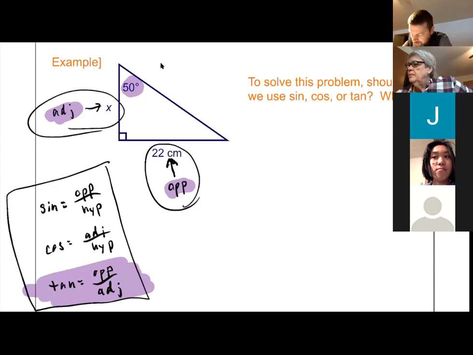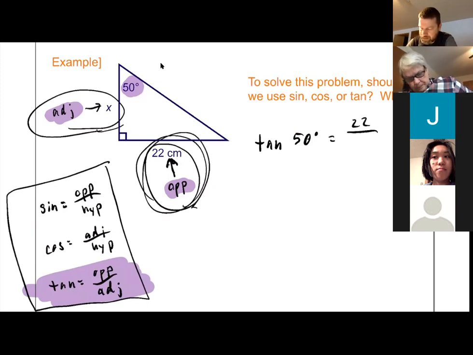In this case, it's the tangent of an angle, tangent of 50 degrees, equals the opposite side over the adjacent side. The opposite side is right here, that's 22, over the adjacent side is right there, 22 over x. All right, we're gonna solve this and see how it goes.